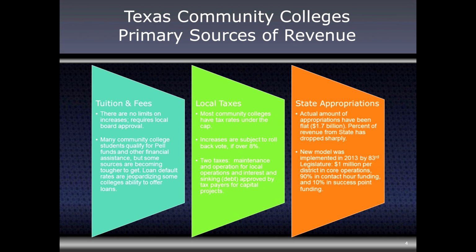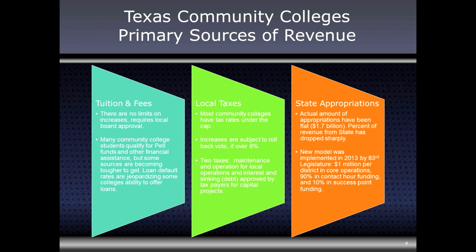Then local taxes. Most community colleges have tax rates under the state cap, which is 50 cents for most of the community colleges. And increases are subject to that 8% rollback that you hear about. As board members, you also have to hold a number of open meetings if you make any change in your tax rate. And there are two types of taxes: the maintenance and operations tax, and then the interest and sinking fund. Those are for the bonds that you have to have voted on by your taxpayers.